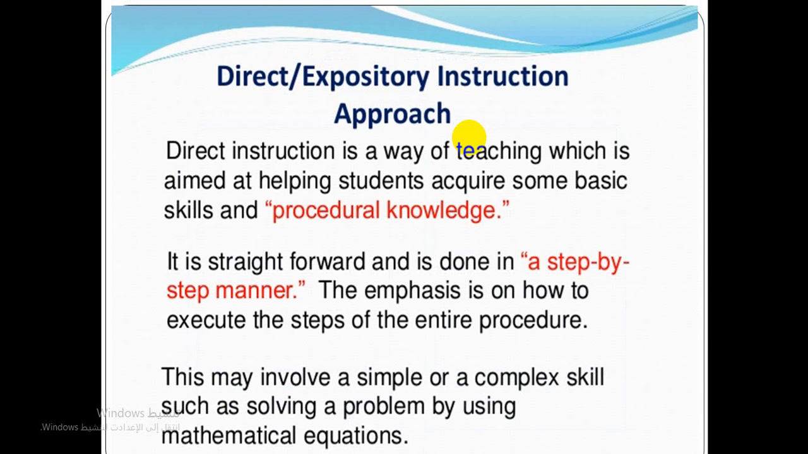What is direct or expository instruction, or the direct approach? Direct instruction is a way of teaching which is aimed at helping students acquire some basic skills and procedural knowledge. The direct method is straightforward and done in a step-by-step manner. The emphasis is on how to execute the steps of the entire procedure.